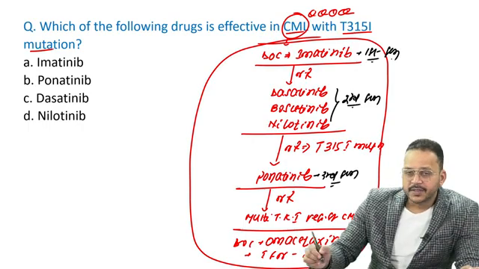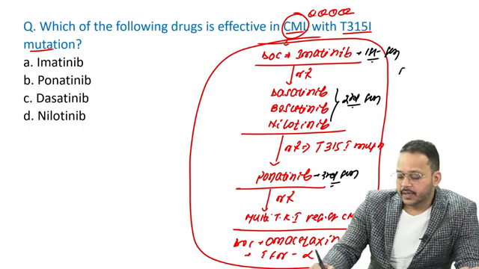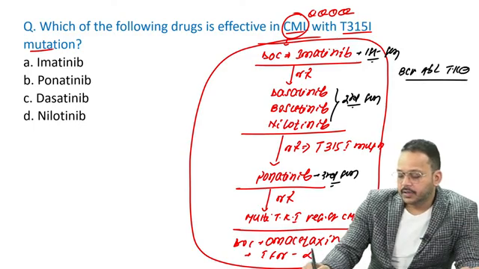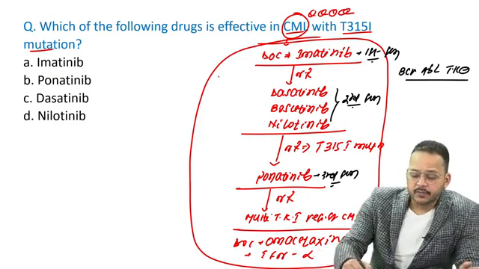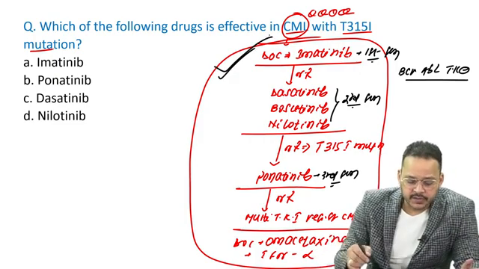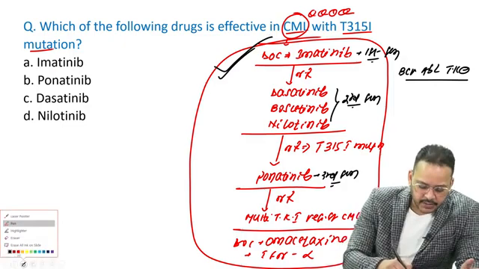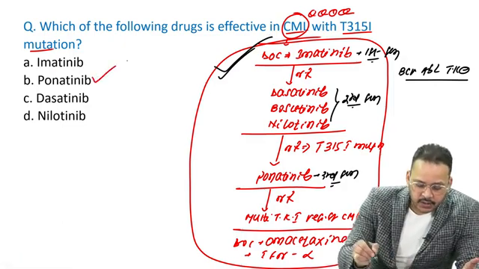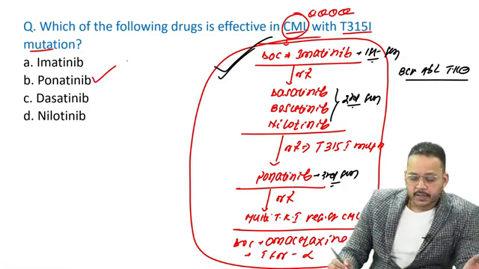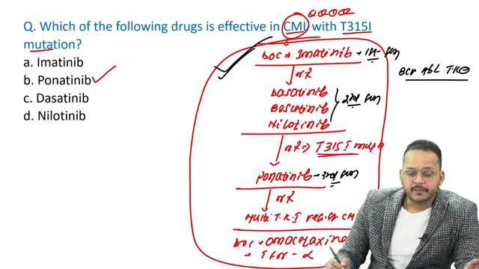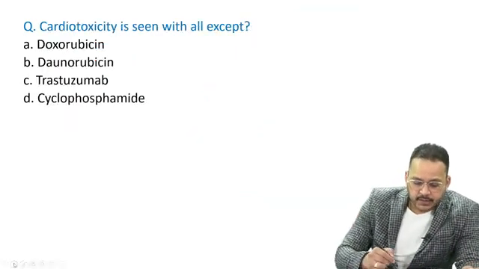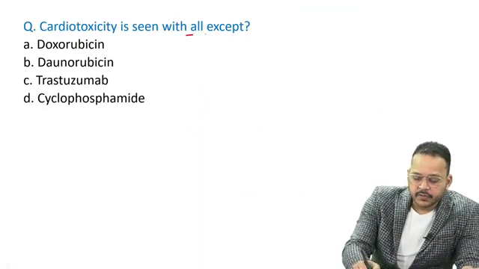BCR-ABL tyrosine kinase inhibitors. Whatever MCQ they ask you on CML, it will be in and around this particular classification. So you would have realized what the answer is by now. It is ponatinib, guys. Ponatinib is the answer for T315I mutation. It's very simple.